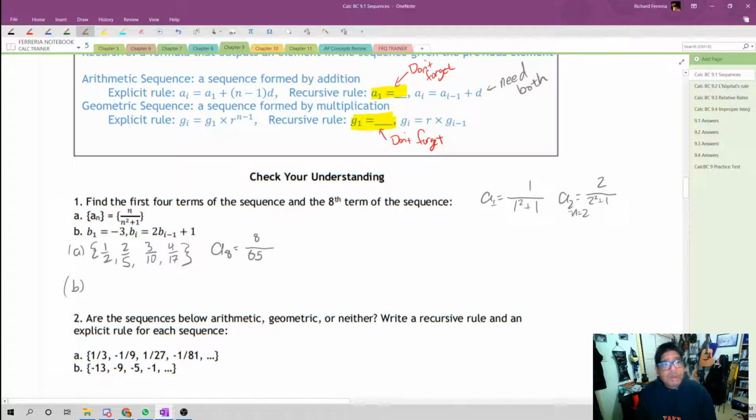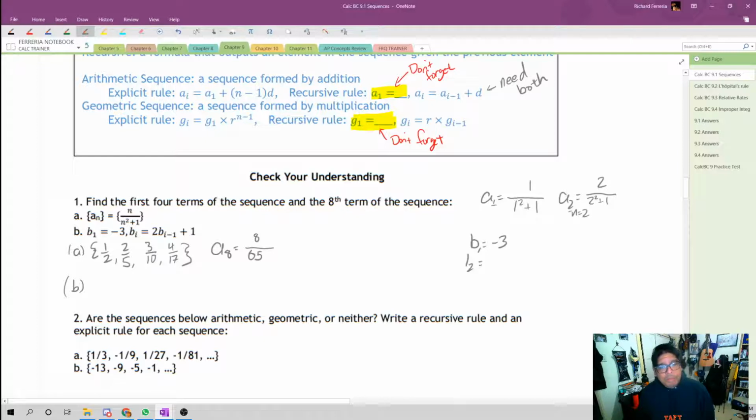So here, this doesn't look like either the geometric sequence nor the arithmetic sequence. So we're going to have to actually go down and do all of these. So let's start with the first one. B1, of course, is -3.